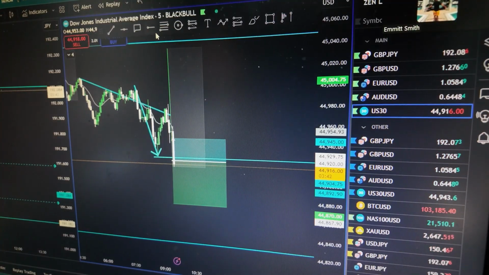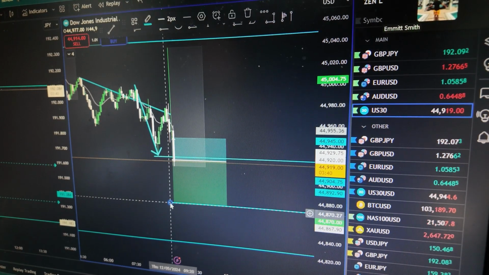This is a 1 to 2 right here. So as soon as we hit 1 to 2, we'll put stops to break even, and then 1 to 3 take out in full.